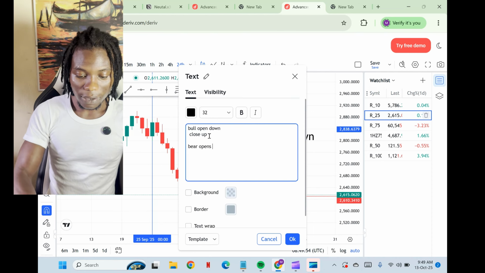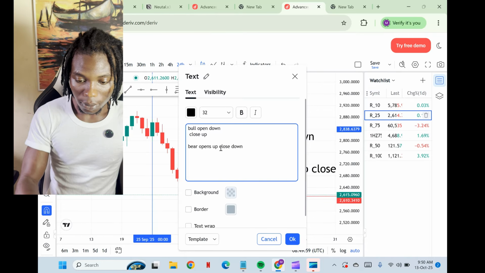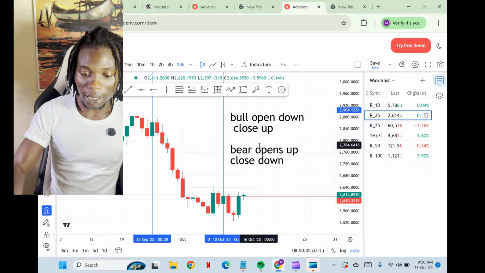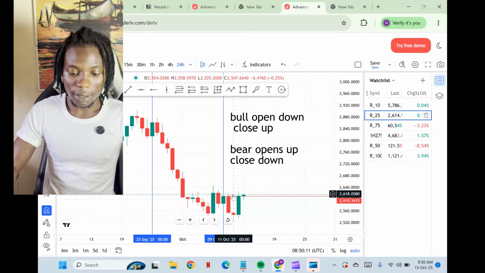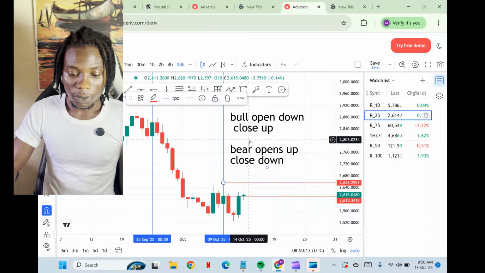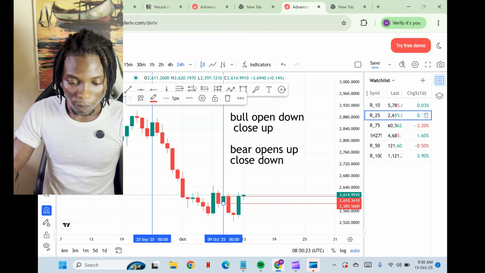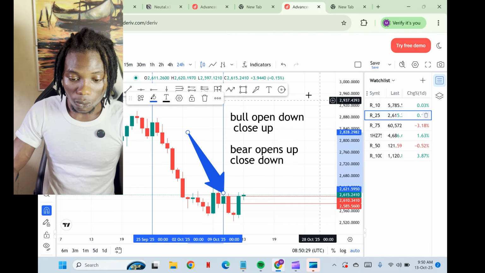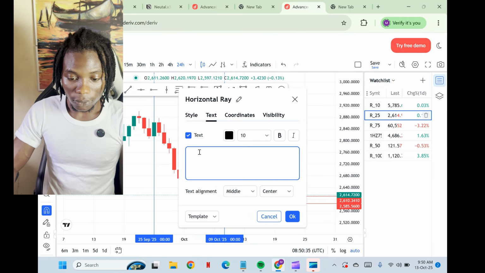While for the bear market, it opens up, closes down. I hope you guys can see this properly. So this is what it looks like. Since we are on our 24 hours, we'll start with this first. Where we say it opens up, it closes down. So here will be our open, which we have on this bull candle. I need you guys to actually know this.